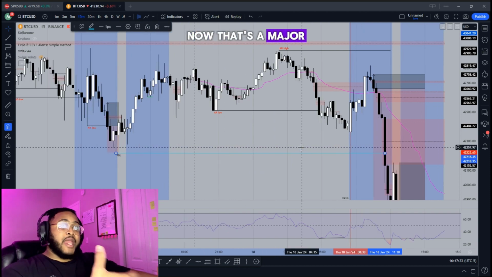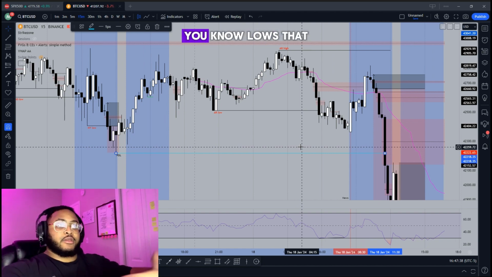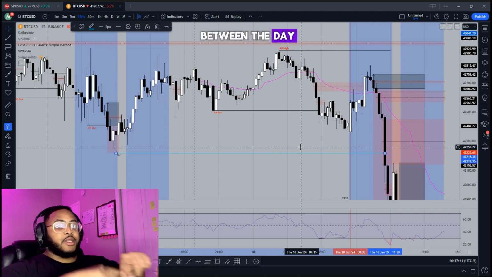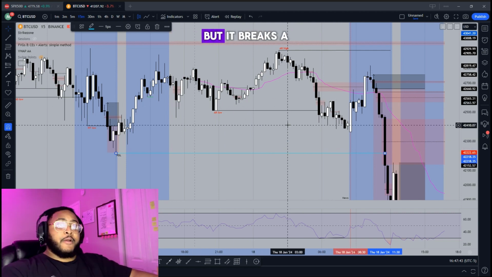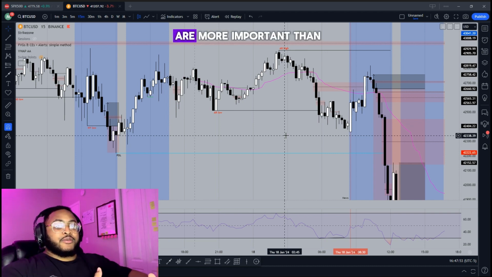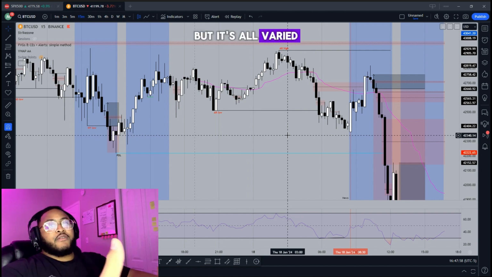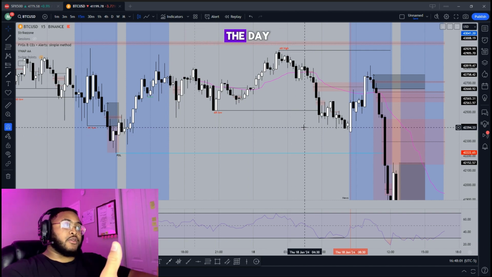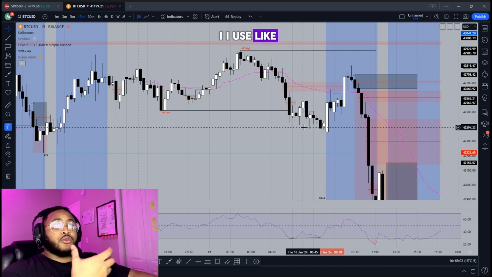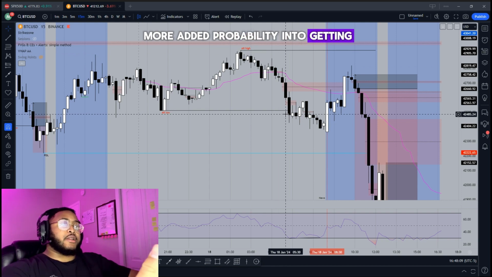Now that's a major structural move, because that was a low set from the previous day, not lows that are set going in between the day, like the Asian range low. It breaks a more major structural point set from a previous day. I don't have to reiterate that because daily highs and lows are more important than intraday or same day higher lows, but it all varies on how price action decides to move for the day. And the only way I use these structural highs and lows is that it gives me added probability into getting into my trades.